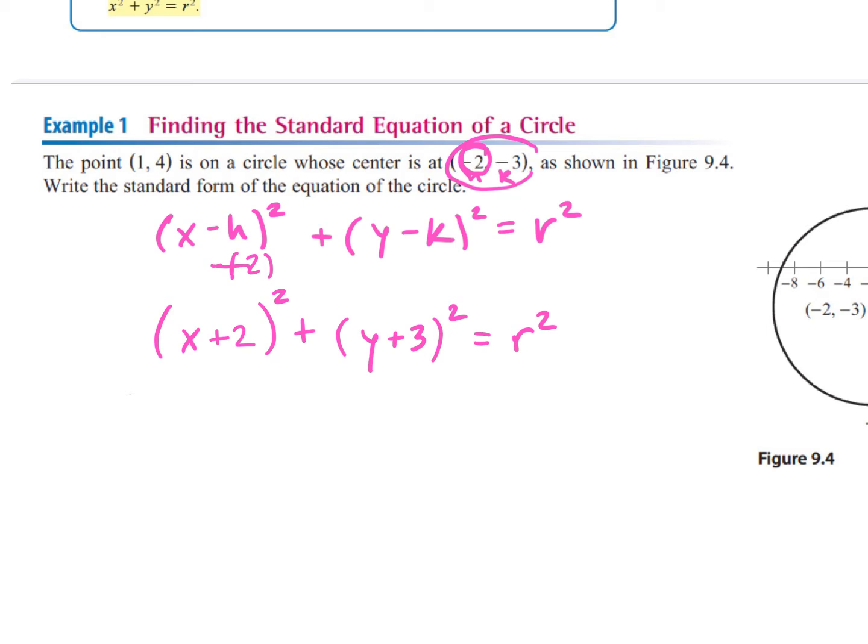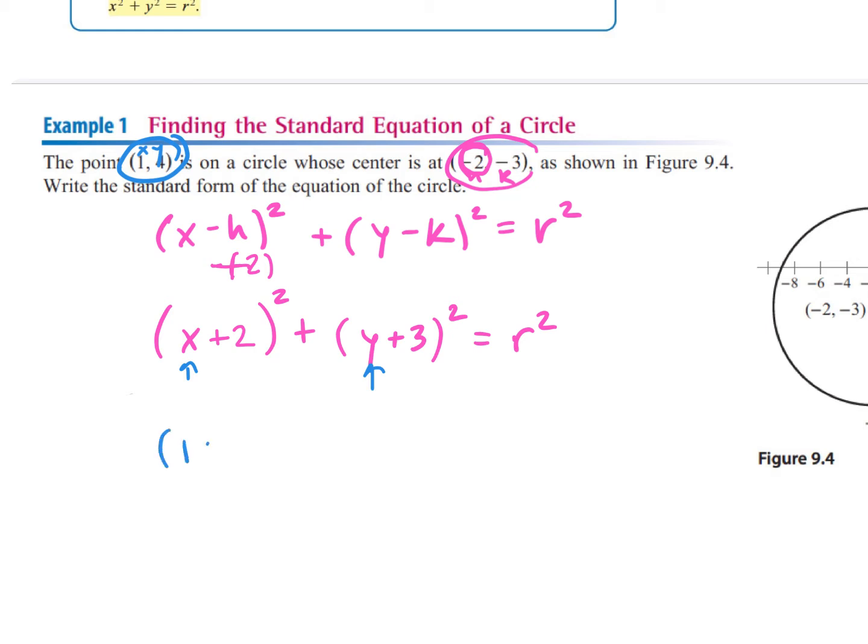Do we know what our radius is? Nope, so we've got to figure it out. How do you think we can find out what our radius is? The distance formula, which is pretty much what the formula of a circle is, but do we know what x and y are? Do we have anything we could plug in for x and y? Plug in (1, 4). So we're going to plug in 1 for x and 4 for y, and that way we can just solve for r.